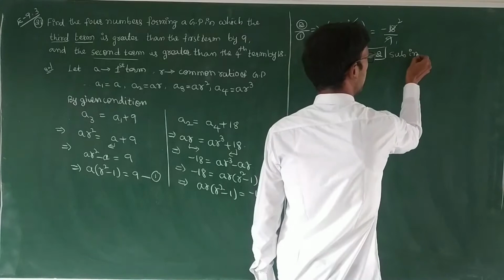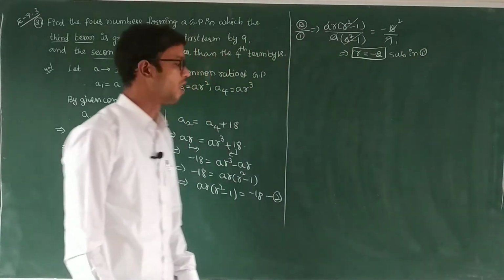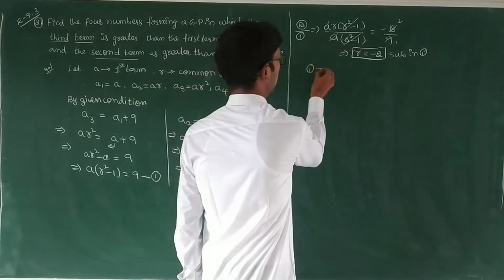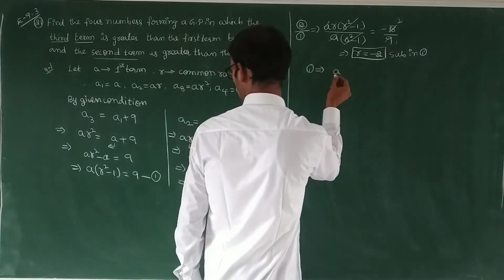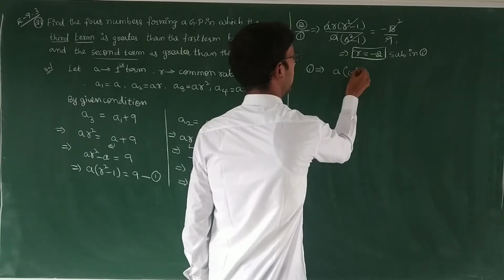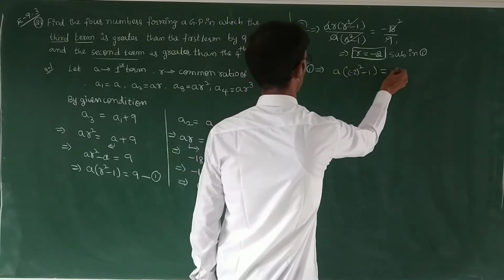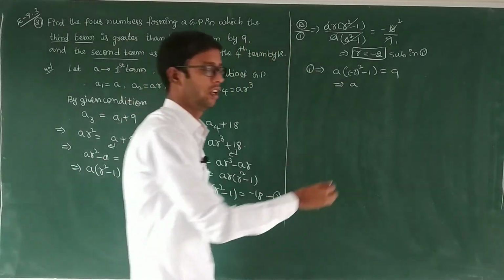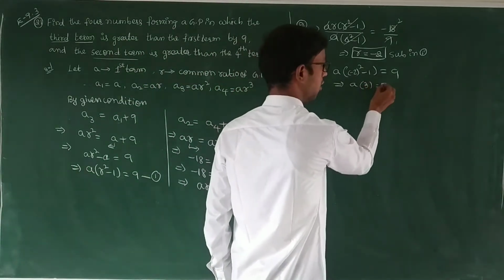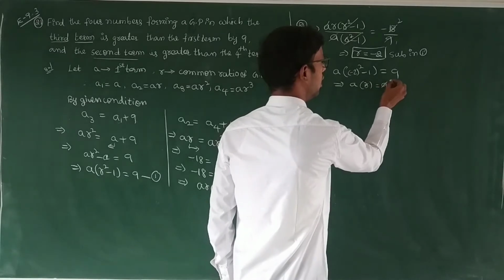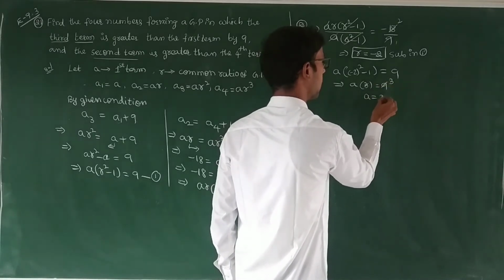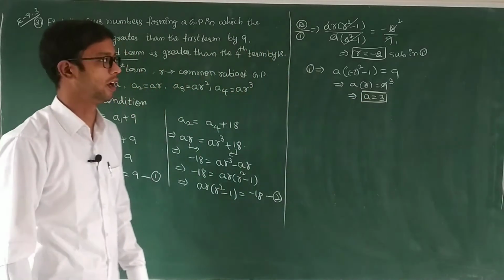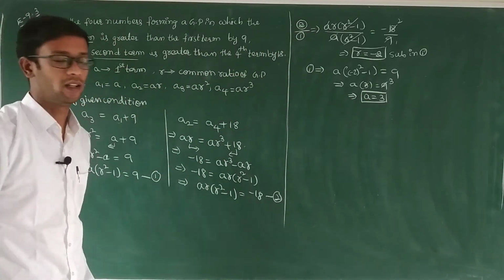Substitute this in equation 1 or 2. Any one equation you substitute, you will get the A value. Equation 1 implies A into minus 2 whole square minus 1 is equal to 9. 4 minus 1 is 3. So A into 3 is equal to 9, which means A is equal to 3. R is equal to minus 2.